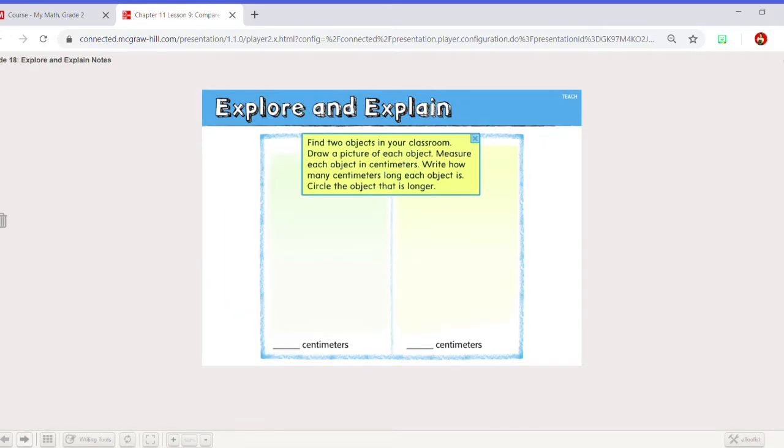For your Explore and Explain page today, you're going to find 2 objects, and you're going to measure them with your centimeter ruler, the one that you hopefully printed out at home or that you found around the house, and then you're going to circle the object that is longer. So I'm going to measure what I find on my desk. I'm going to measure my phone, which is about 15 centimeters. Make sure when you do it, you draw a picture too of your object and label it.